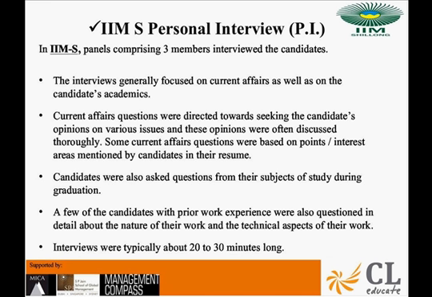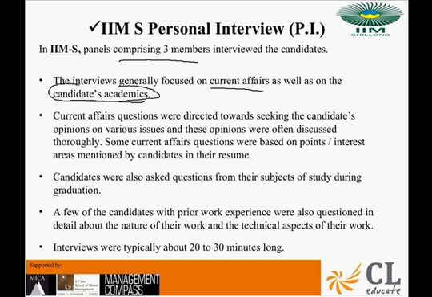Now, these are some of the important things that you should note about the PI process of IIM Shillong. Usually, last year also it was happening, comprising 3 members, right? Focus on current affairs as well as on the candidate's academics. So that is something which is very, very important. You should prepare on your favorite subjects, right? And focus upon at least 2 of your favorite subjects. And go by your core subjects. So a lot of you have attended the SIC already. You know what to do in this regard, right? So prepare your subjects. That is very, very important.